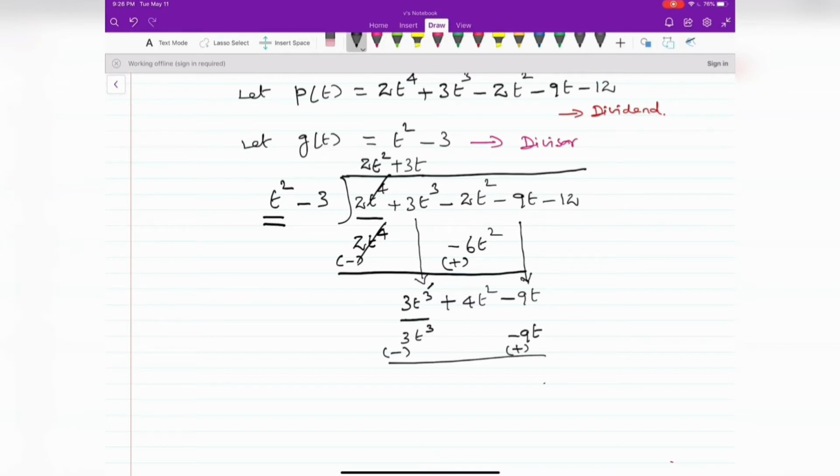Now, 3t cube minus 3t cube will get cancelled. Let me bring down this 4t square as it is. And again, minus 9t plus 9t will get cancelled. Now my job is to bring down this minus 12.